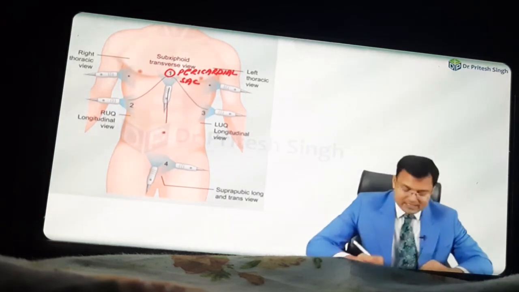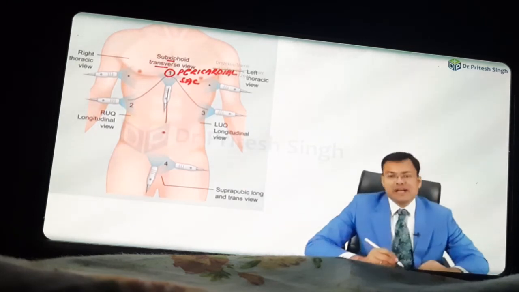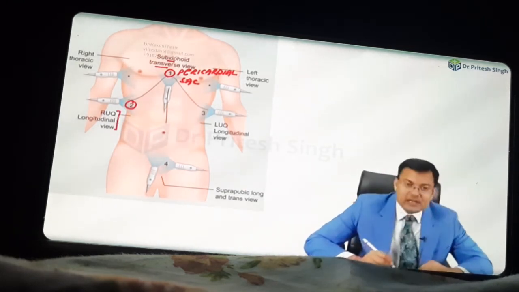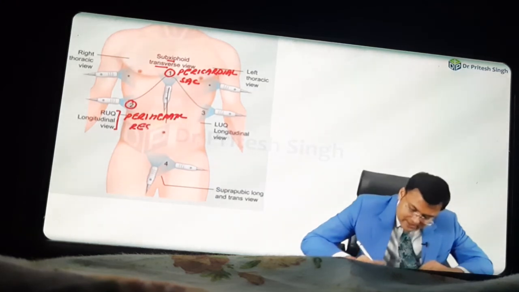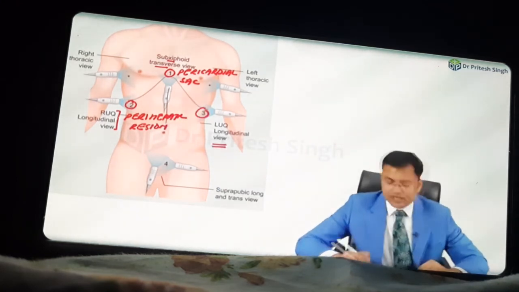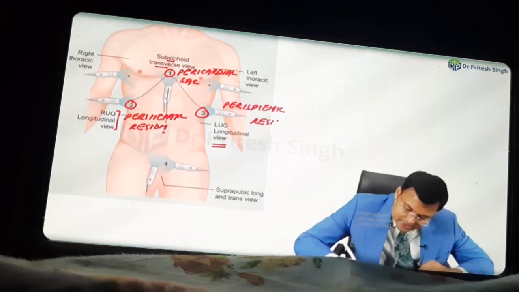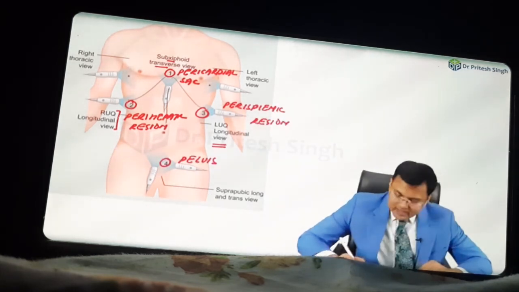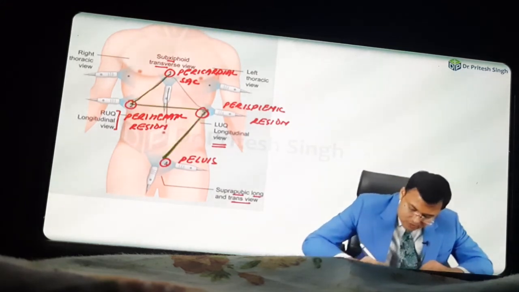For assessment of the pericardial sac, we place the probe in the subxiphoid region. So this is the subxiphoid transverse view for pericardial sac. The second is the right upper quadrant longitudinal view for perihepatic region. This is 3, the left upper quadrant longitudinal view for perisplenic region. And this is 4th, for pelvis. In this region, there is suprapubic longitudinal and transverse view. So it is performed in this sequence. Can you see? 1, 2, 3, 4.